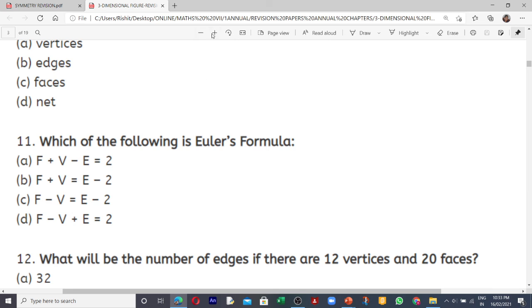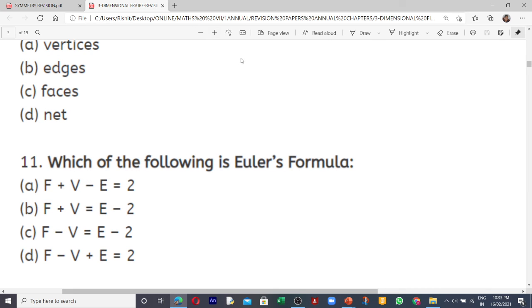Now question number 11. Which one of the following is Euler's formula? Remember it? याद कीजिए. Come on. Try to revise it. Euler's formula.